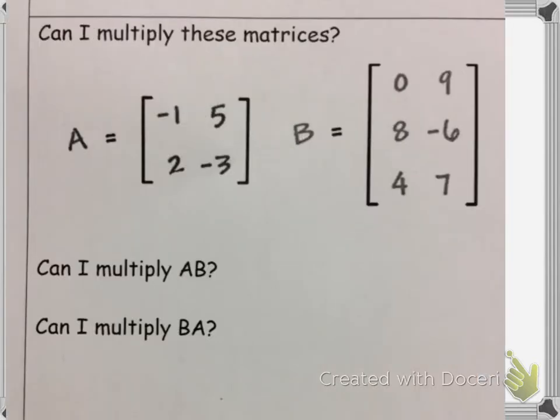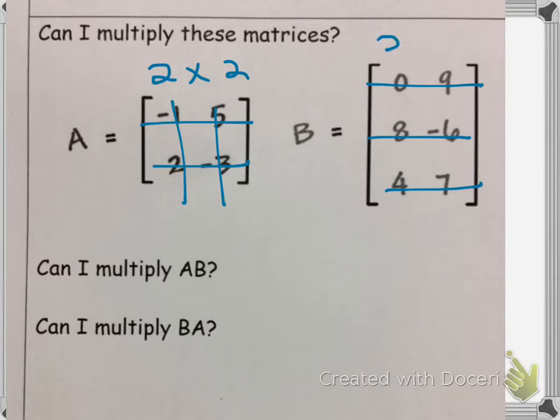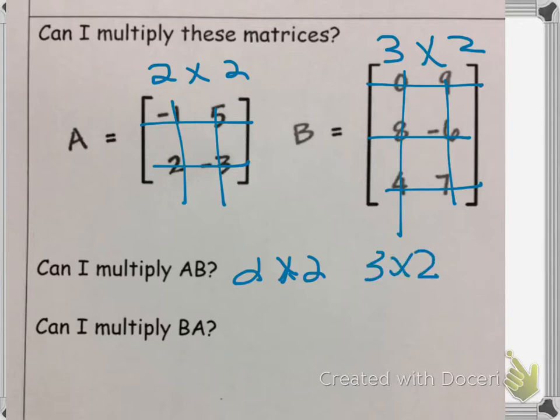So, can I multiply these two matrices together? The question is, can I multiply A times B? Well, A is a 2 by 2 matrix because it has 2 rows and 2 columns. B is a 3 by 2 matrix because it has 3 rows and 2 columns. So if I do A times B, then I would have a 2 by 2 and a 3 by 2. So my answer is no, I cannot multiply them together because these two middle numbers are not the same.